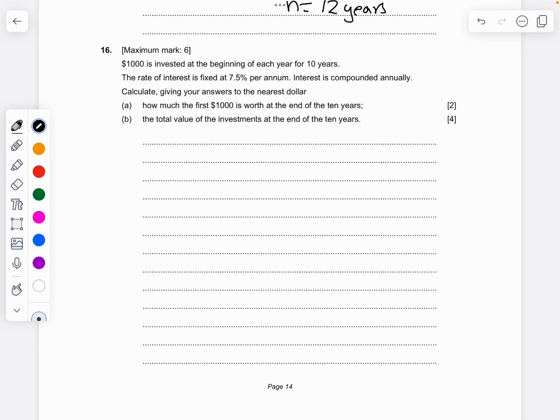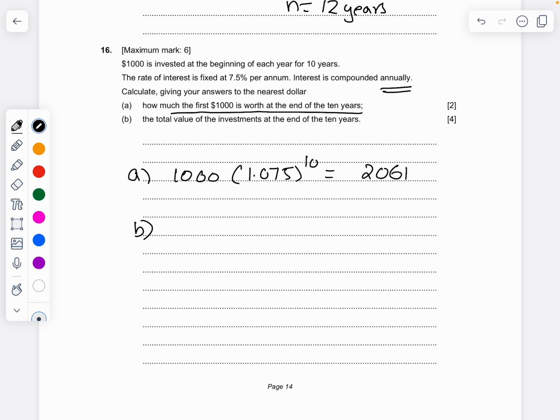1,000 is invested at the beginning of each year for 10 years. The rate of interest is fixed at 7.5% per annum, compounded annually. How much is the first 1000 worth at the end of 10 years? At the end of 10 years, it will be 1000 times 1.075 to the power of 10, which is 2061. Now, the total value of the investment at the end of the 10 years.